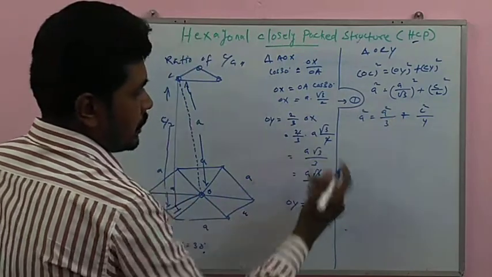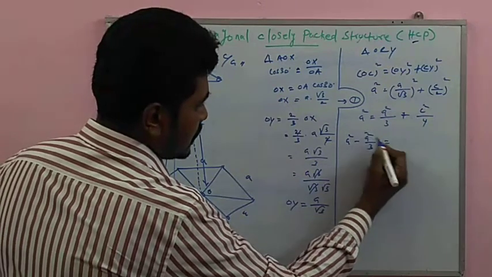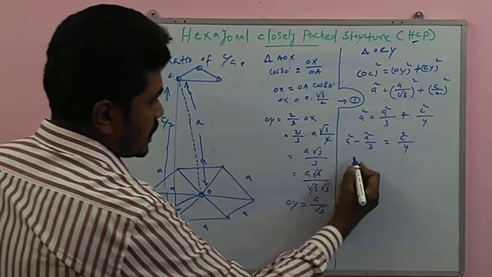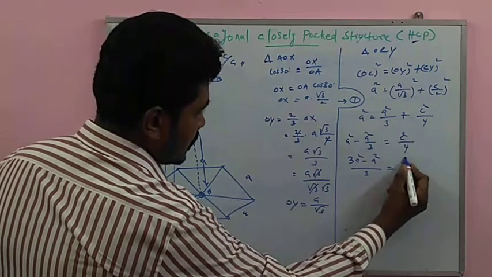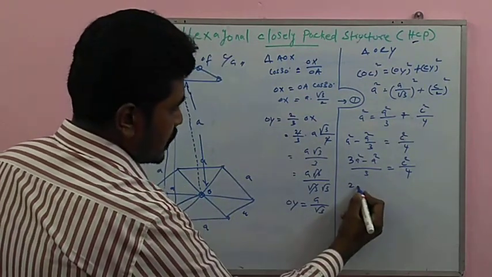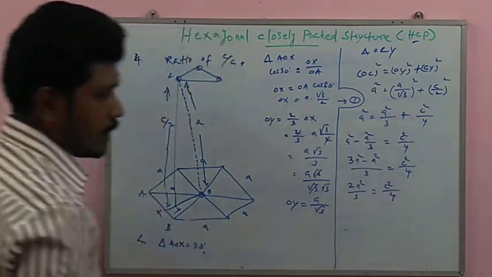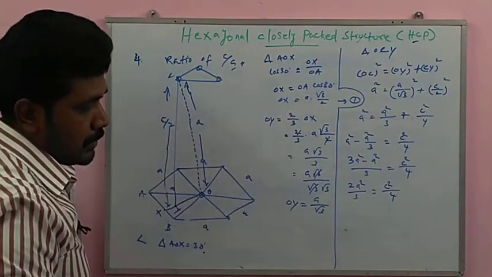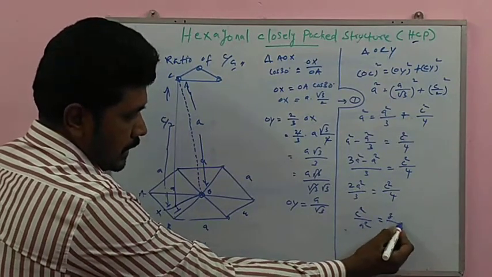Understand? So separate the A values. A square minus A square by 3 is equal to C square by 4. So 3A square minus A square, divided by 3, equals C square by 4. That gives 2A square by 3 equal to C square by 4. Understand? Now just arrange C by A. So C square by A square is equal to 8 divided by 3.